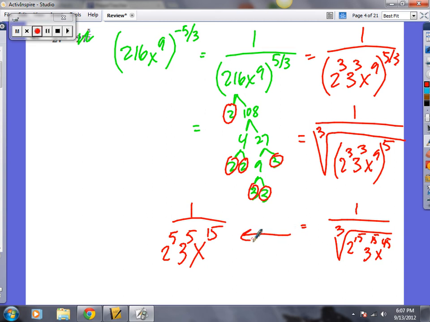So last move is just to change those to a number. 2 to the 5th times 3 to the 5th is going to be probably a big number. It's going to be 7,776 x to the 15.